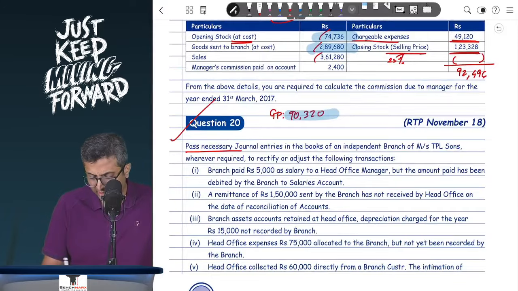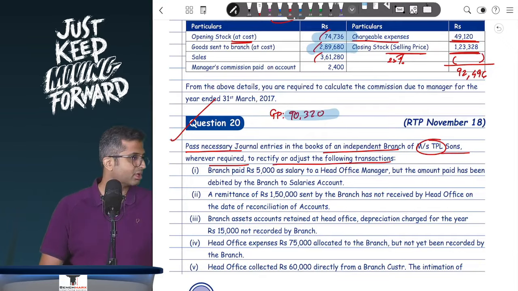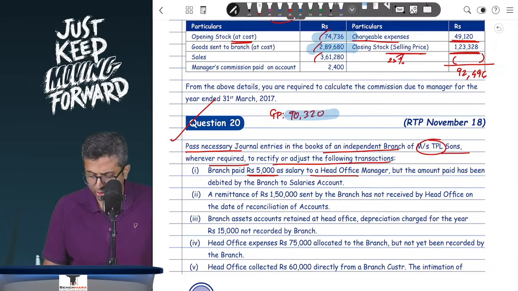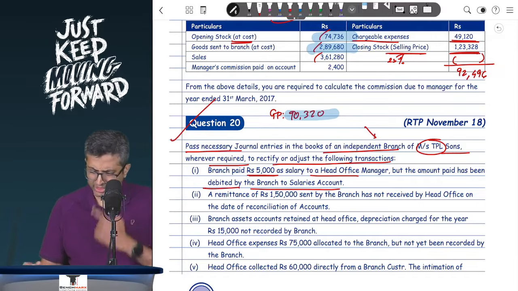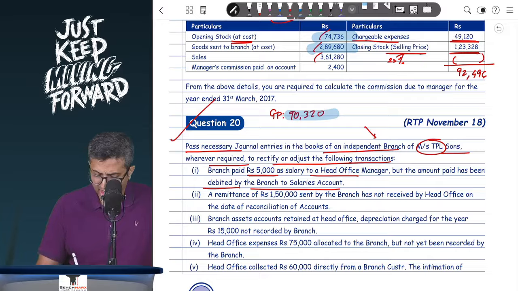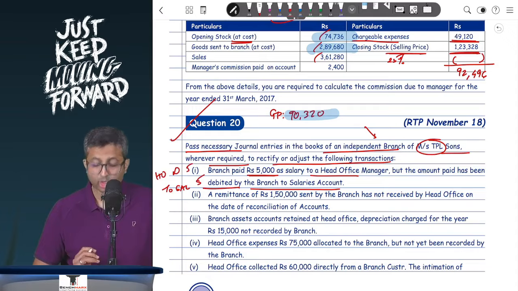Pass the necessary journal entries in the books of an independent branch of Messrs. TPL Sons wherever required to rectify the adjustments on the following transactions. First, branch paid 5,000 as salary to a head office manager, but the amount has been debited by the branch to salaries. But this is paid to the head office manager, and hence debiting to salaries is wrong, so you'll reverse the salaries and debit the head office. So this is head office account debit 5,000 to salaries 5,000.